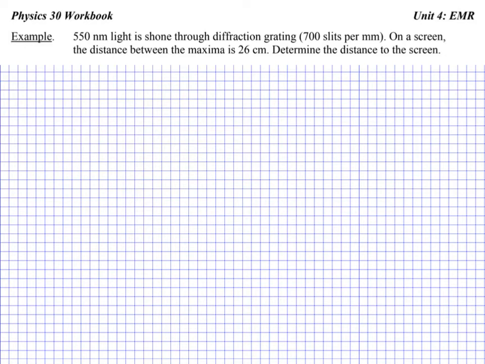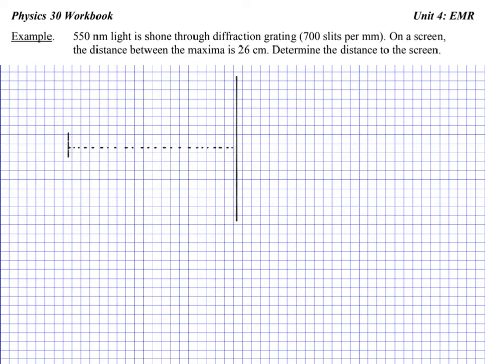This is lesson 7, the last lesson from unit 4 on electromagnetic radiation, and this one is on diffraction. So here we have a diffraction grating question. We're given the wavelength of the light being shone through the diffraction grating, and then we're given the number of slits per millimetre of the diffraction grating. We're told that on a screen, a certain distance away from the diffraction grating, we're seeing the first maxima appearing at 26 centimetres, and we need to determine the distance to the screen.